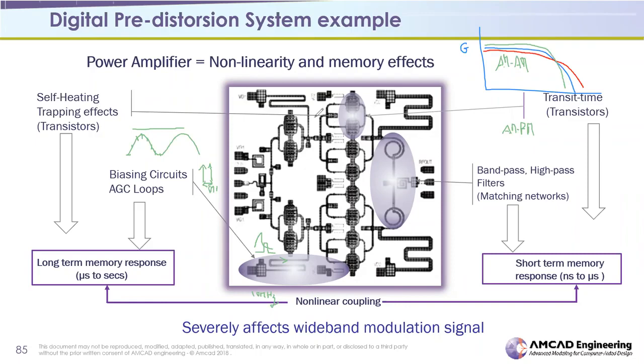Trapping of the device and the self-heating is also one of these phenomena. And because the time constant of the trapping is very long, that's why we also call it long memory effect. So this phenomenon will affect the performances of my power amplifier in modulated signal. And we need to be able to characterize that when we are characterizing this power amplifier.